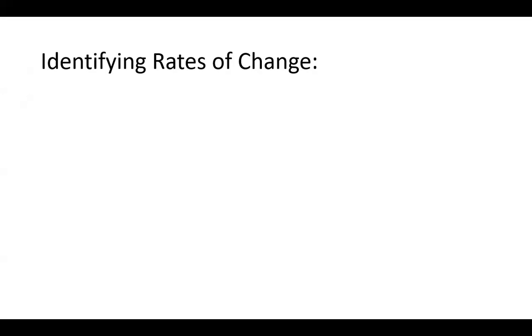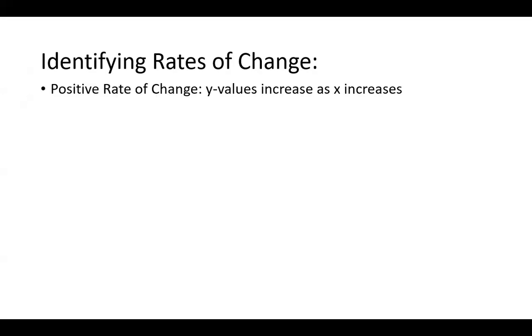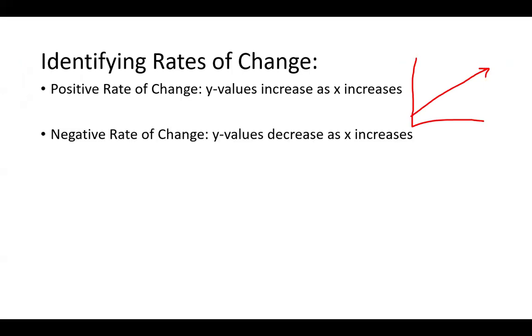All right, identifying rates of change. When we're talking about identifying rates of change, there are 3 types that we reviewed in our discovery lesson, correct? Our 3 types are positive, negative, and constant. When you have a positive rate of change, your y values increase as your x increases. So when I'm reading a graph from left to right, as my x's are going up, my y's are going up, correct? That is going to be my positive rate of change.